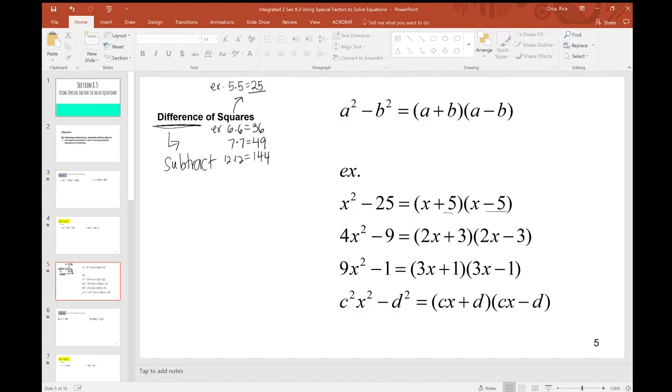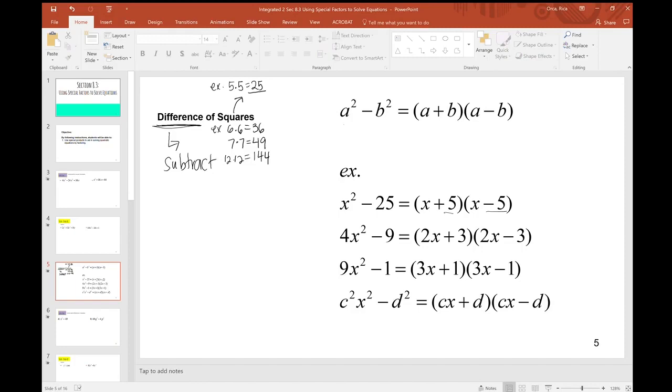Another example of a difference of squares is 4x squared minus 9. 4x squared is a perfect square because it's 2x and 2x. And 9 is a perfect square because 3 times 3 is 9. That said, the factors are 2x plus 3 times 2x minus 3.